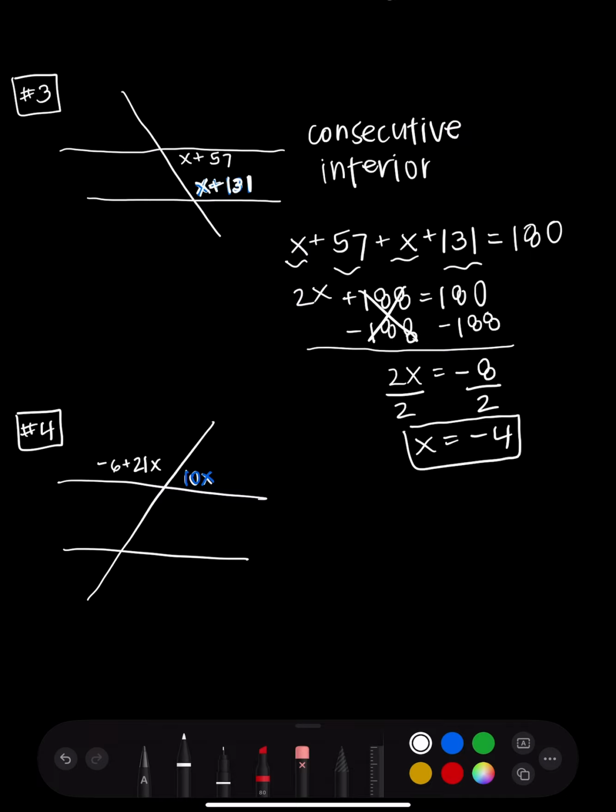Totally okay to have an x that's equal to a negative number. What's not okay is if you get an angle equal to a negative number. Something got screwed up if that happens.